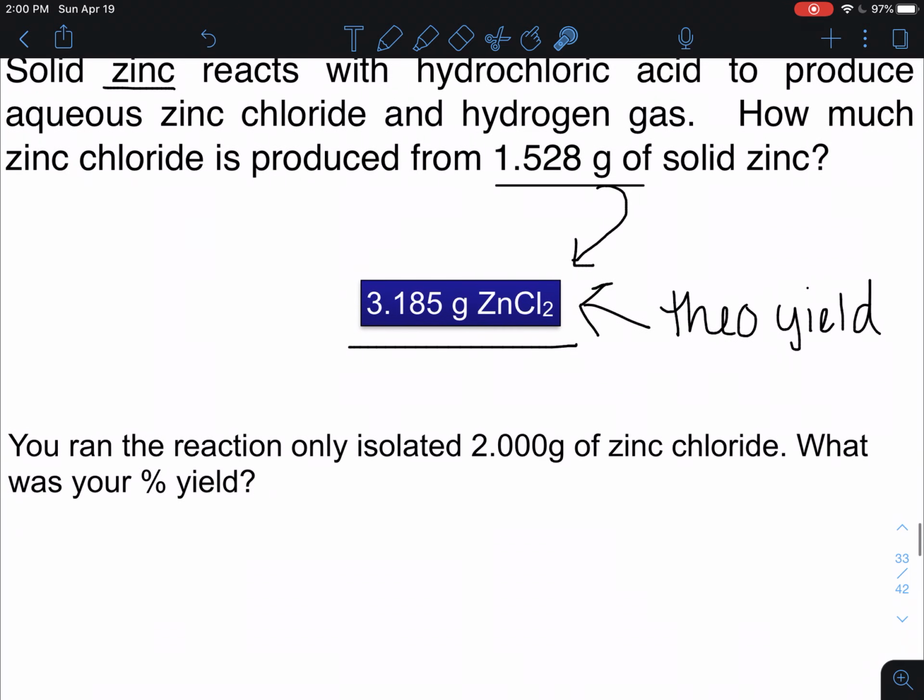So you run the reaction, but here's the deal. You only isolated 2 grams, all right? You only isolated 2. What is your percent yield? Well, first you also need to know that 2 grams is your actual yield.